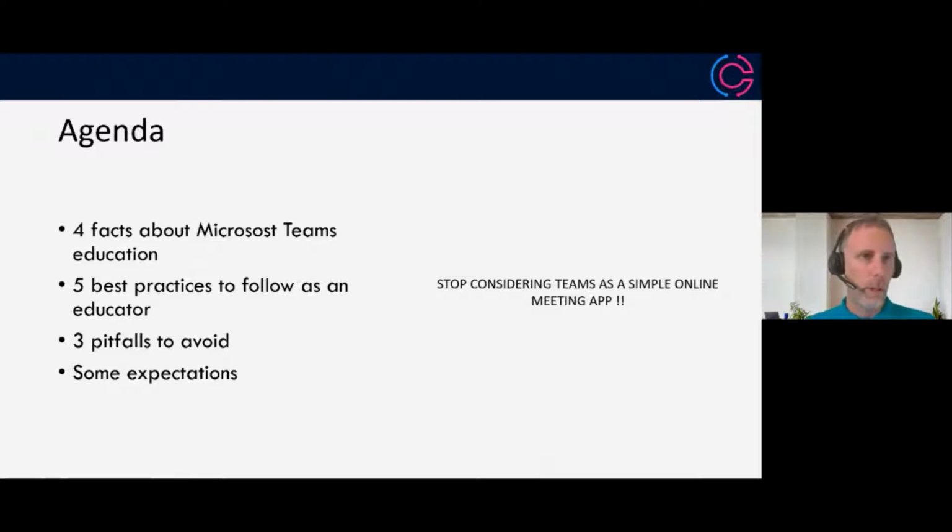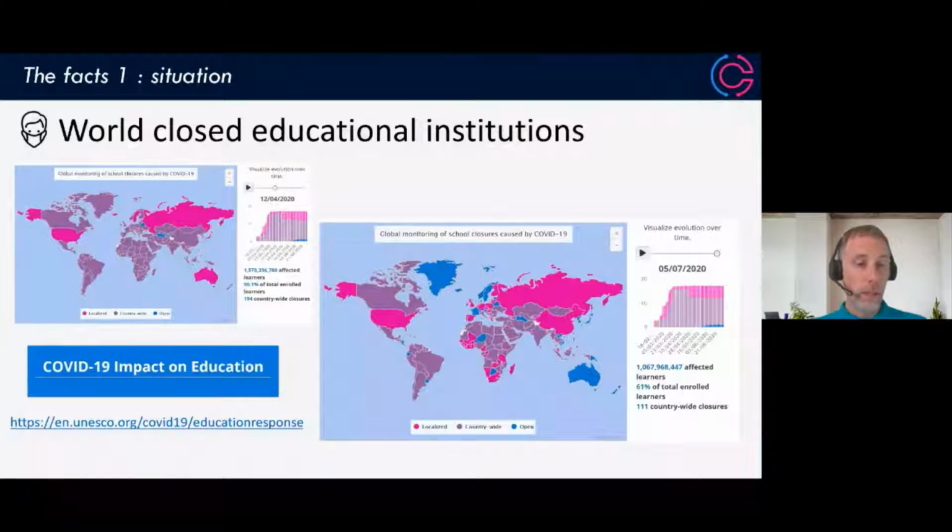Okay, so let's jump to the first fact, the situation. The COVID impact on education. As you can see on my slide, there are 2 graphics, and in April, there were 194 countries with school closures, and yesterday, or 2 days ago, there were still 111 countries with school closures, and it's very huge. It is a very huge number.